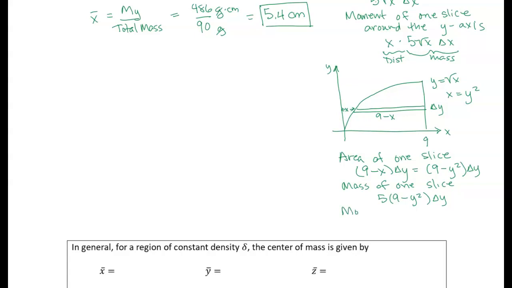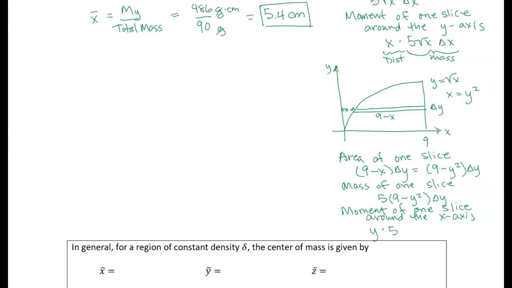And we want the moment of one slice as well. The moment of one slice is just going to be the mass times the distance from the x-axis, because we're trying to find the moment around the x-axis. So I'm going to write that down too. Around the x-axis.